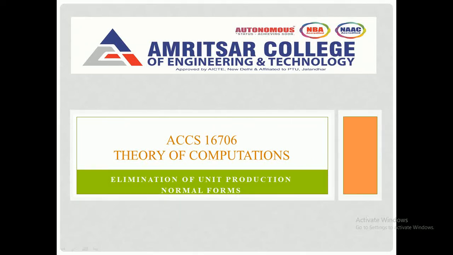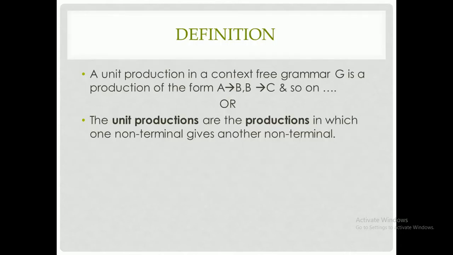Our next topic is elimination of unit production and normal forms. First of all, the definition of unit production. A unit production in a context-free grammar G is a production of the form A goes to B, B goes to C, C goes to D, and so on. It means it is a production in which you are getting some sort of chain, right?